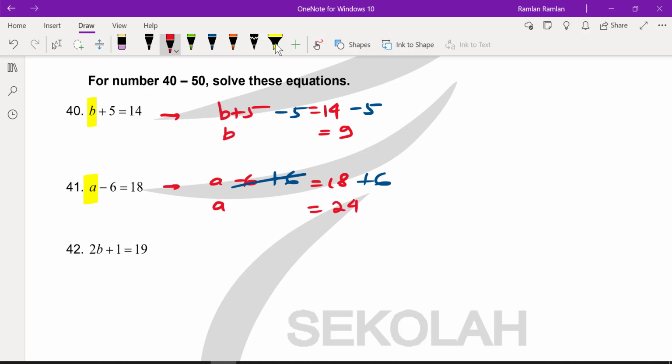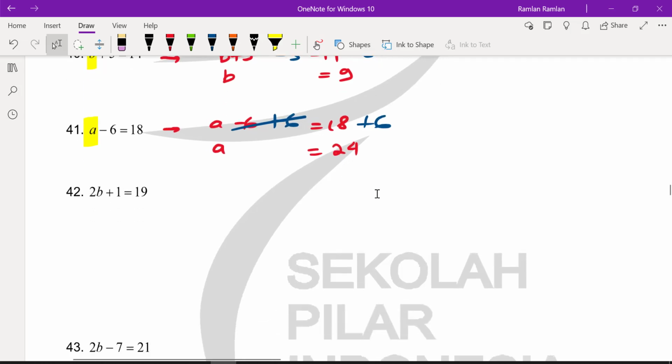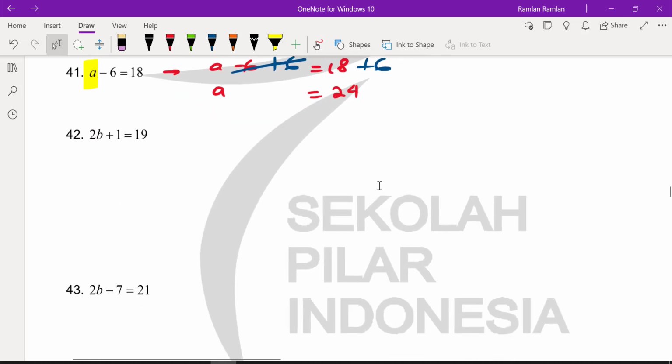Now this one is just one process, one step, for number 40 and number 41. Number 42, we have two processes. Again, we are going to make the b alone on one side. So we have a problem here. We have two things that we need to get rid of, which is the 2 and the 1. You need to pick which one you want to get rid of first.